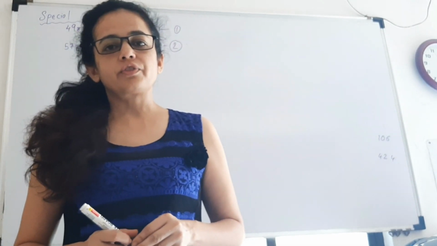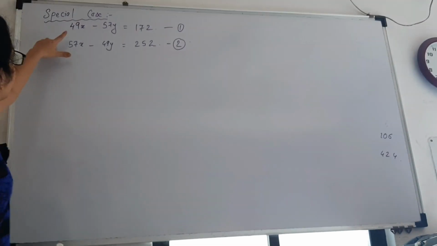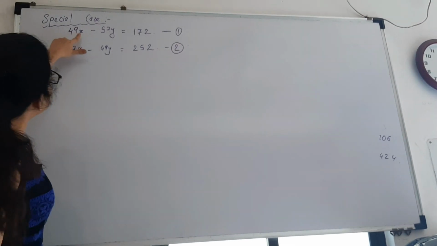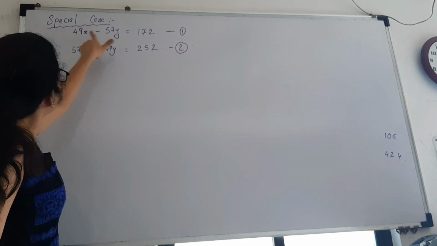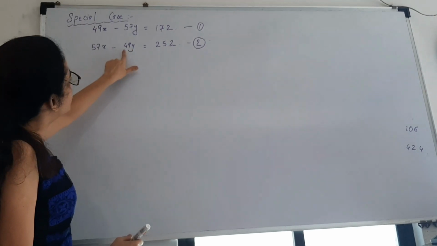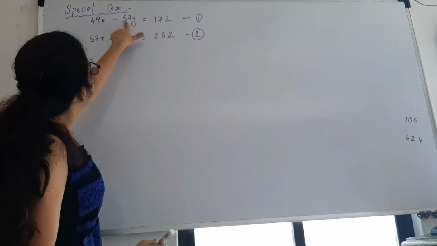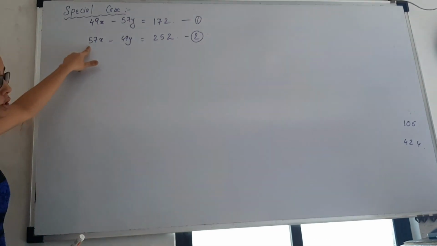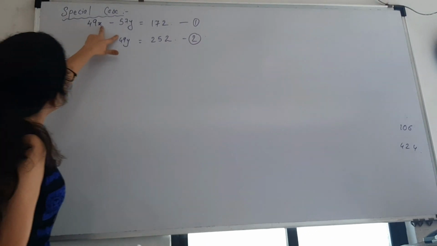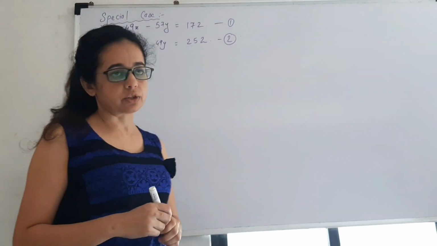We are going to do a special case of solving simultaneous equations. This is one example that I am taking. Here, if you see, the special case is when x and y coefficients are interchanged. Like the x coefficient is 49, here the y coefficient is 49. The y coefficient in equation 1 is 57 and the x coefficient in equation 2 is 57. So these coefficients are interchanged.